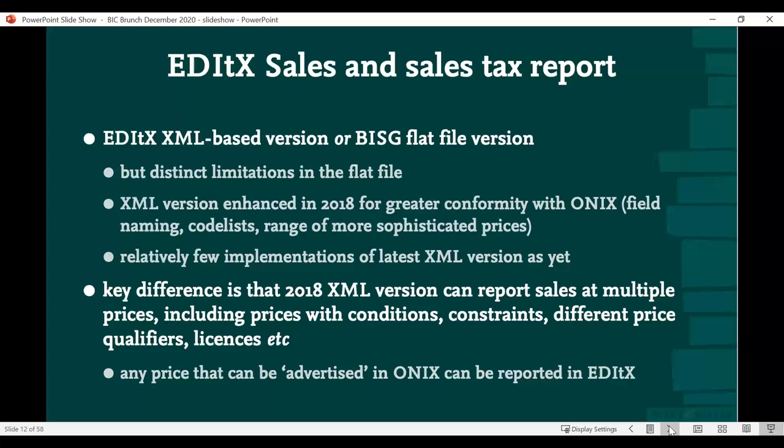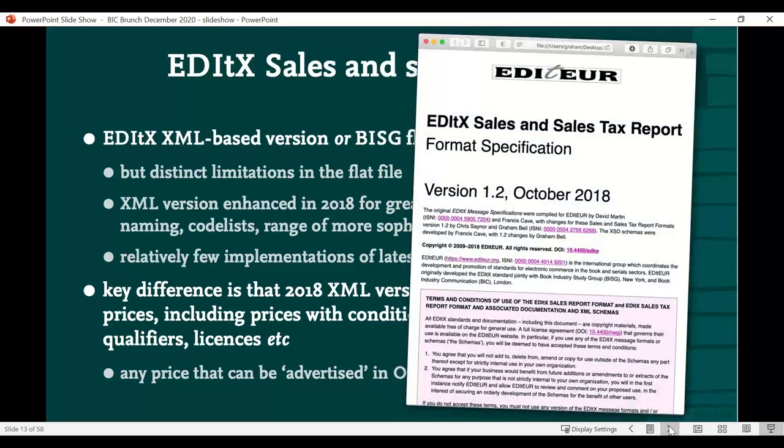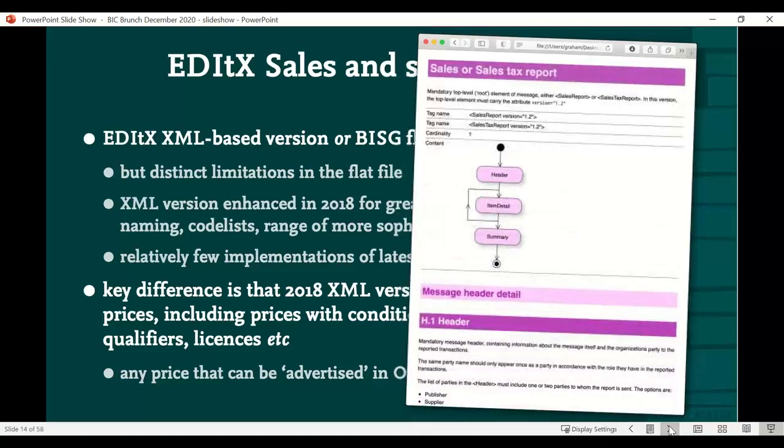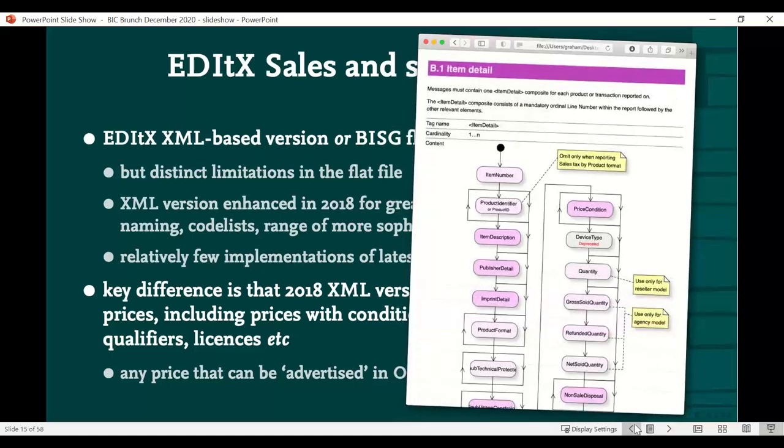Next slide, please. Thank you. This is the specification as it is now. The latest version is version 1.2. Next slide. Thank you. Within that specification, it's kind of like the Onyx spec, very carefully written. But in addition, we've got these little flowchart-like diagrams that help you to understand the structure of the XML. So you'll see there, for example, you can read item detail.